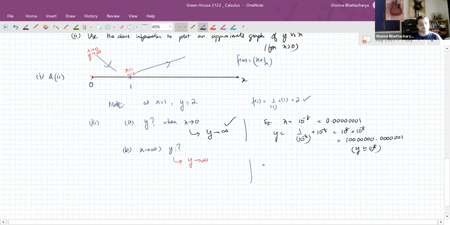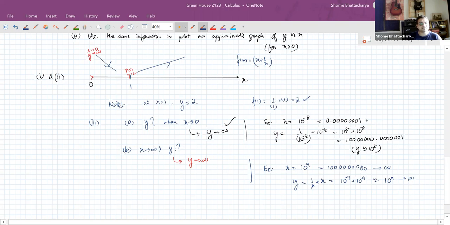So again, you can check this out with an example. This time, take x as a very large number, like 10 raised to the power 9. Now, what about y? y will be 1 by x plus x. So it will become 10 raised to the power minus 9 plus 10 raised to the power 9. That's approximately 10 raised to the power 9 only. So it's tending to infinity. So as x tends to infinity, y also tends to infinity.